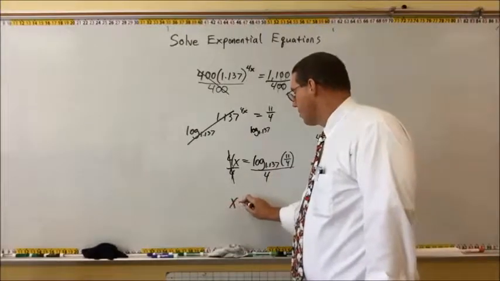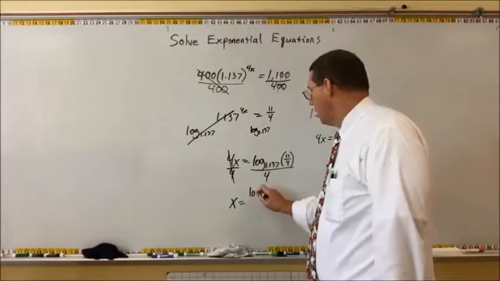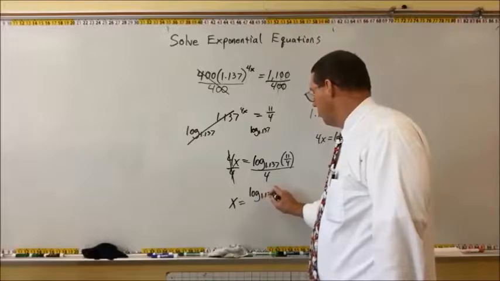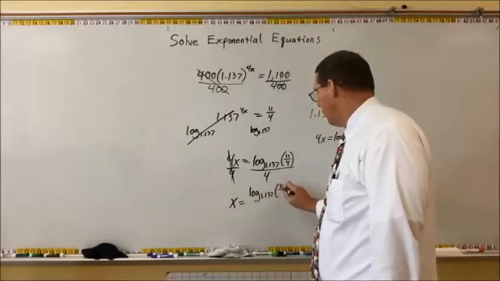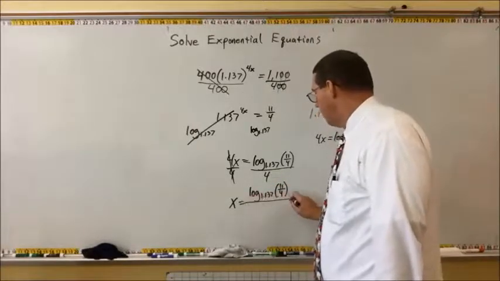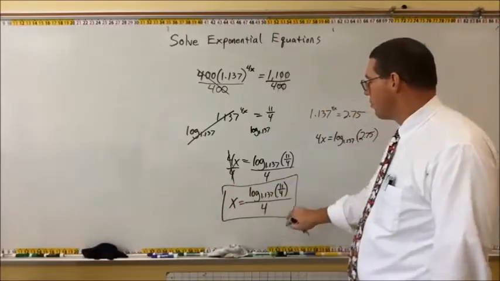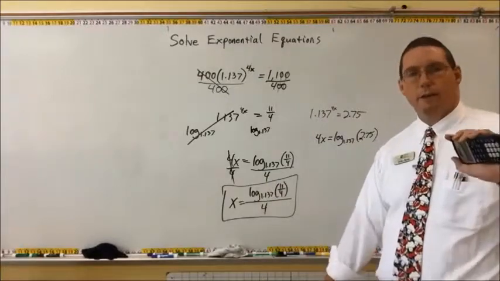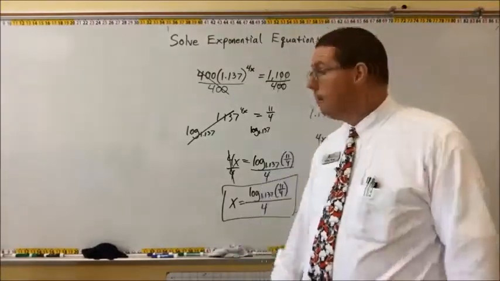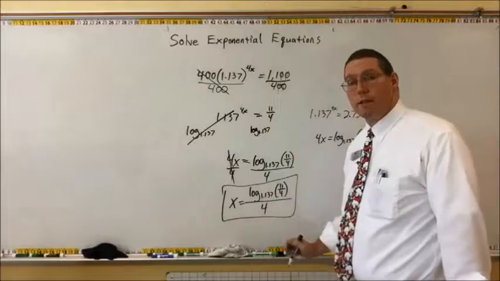And so now x is equal to log base 1.137 of 11 over 4, divided by 4. And this is a number. This is a final answer, but we want to key it into a calculator and try and find out what that number is, because it's not very useful to us like this.